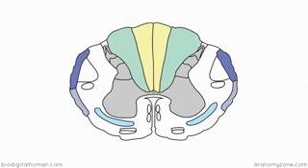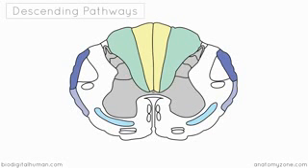So now we'll take a look at the descending tracts. These descending tracts start in the cerebral cortex and brainstem and descend down the spinal cord to innervate muscles.